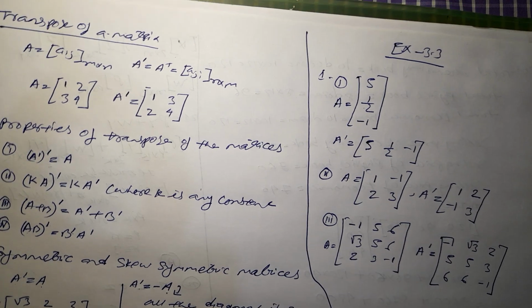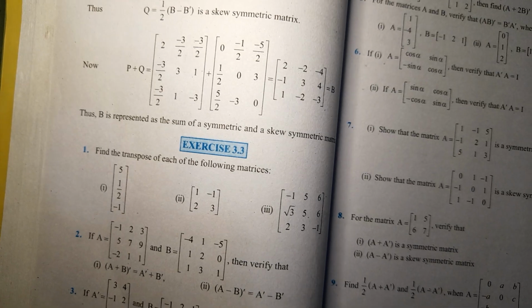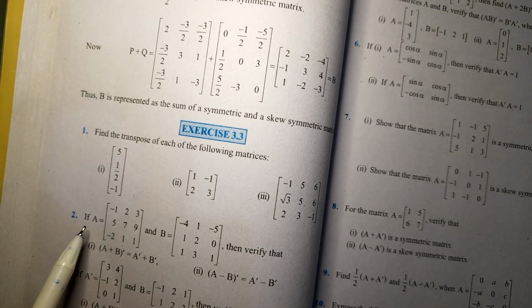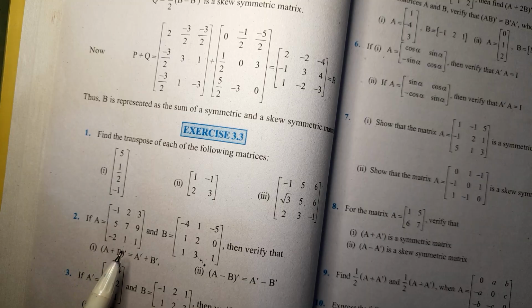Now question number 2. Two square matrices are given. Why is it a square matrix? It is of order 3 cross 3, therefore it is a square matrix. This is question number 2. If the A matrix is given and the B matrix is given, both 3 cross 3 matrices.